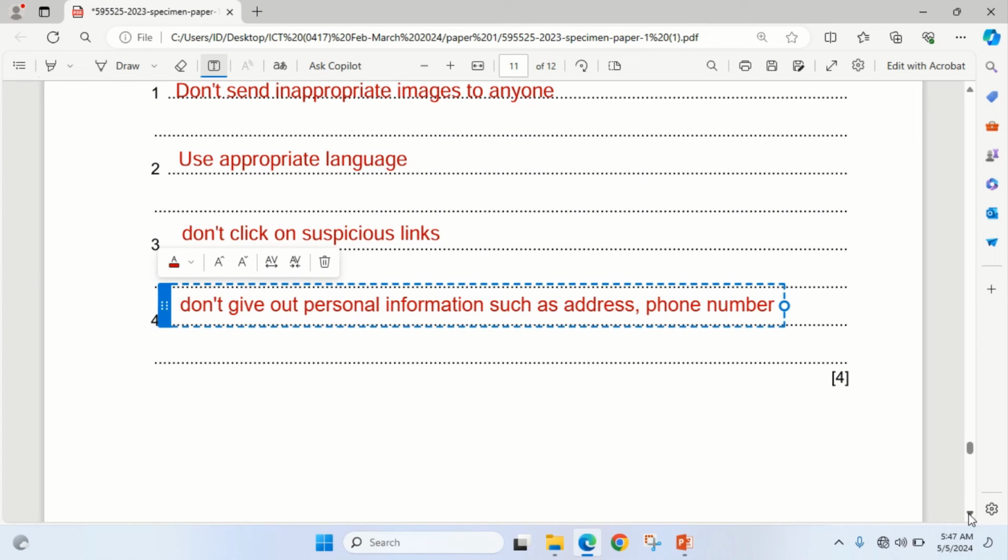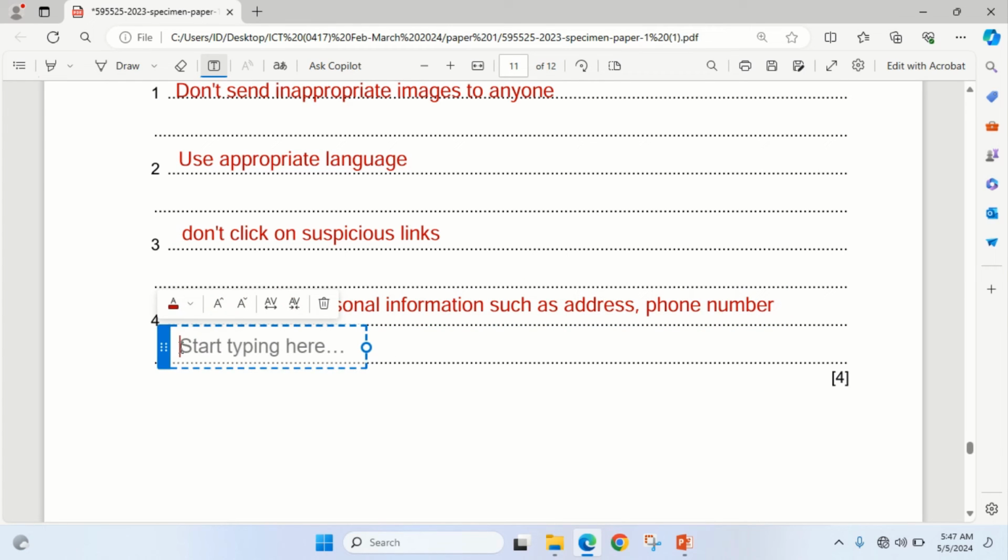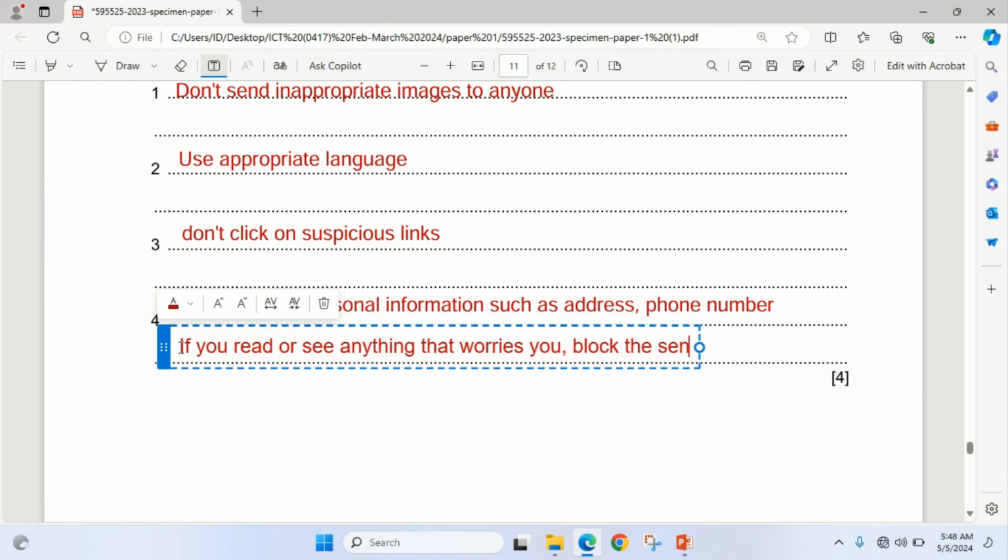Then you can set security so only friends can contact you. Another thing is that if you see anything or read anything that worries you, block the sender immediately. Very important. Okay, so any 4 valid points here will earn you the full mark.